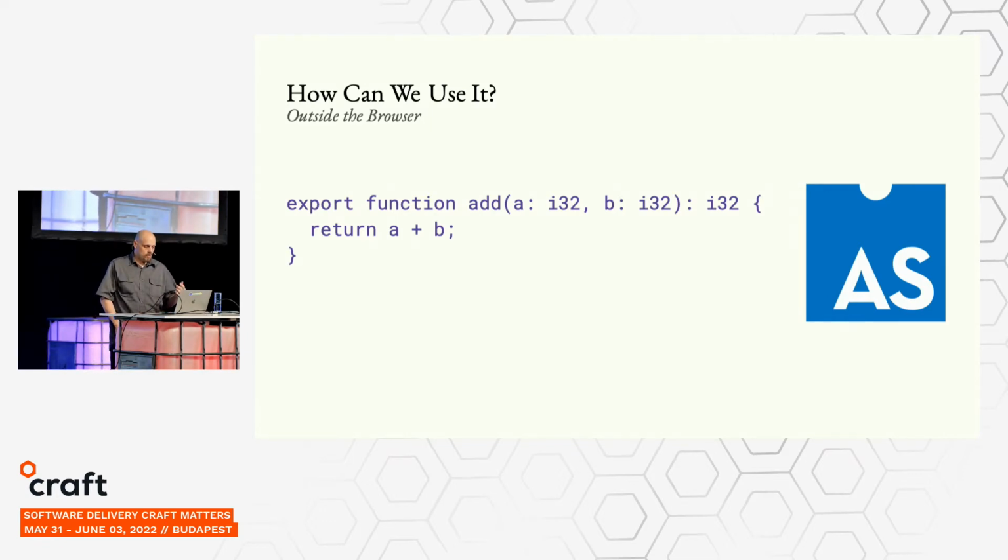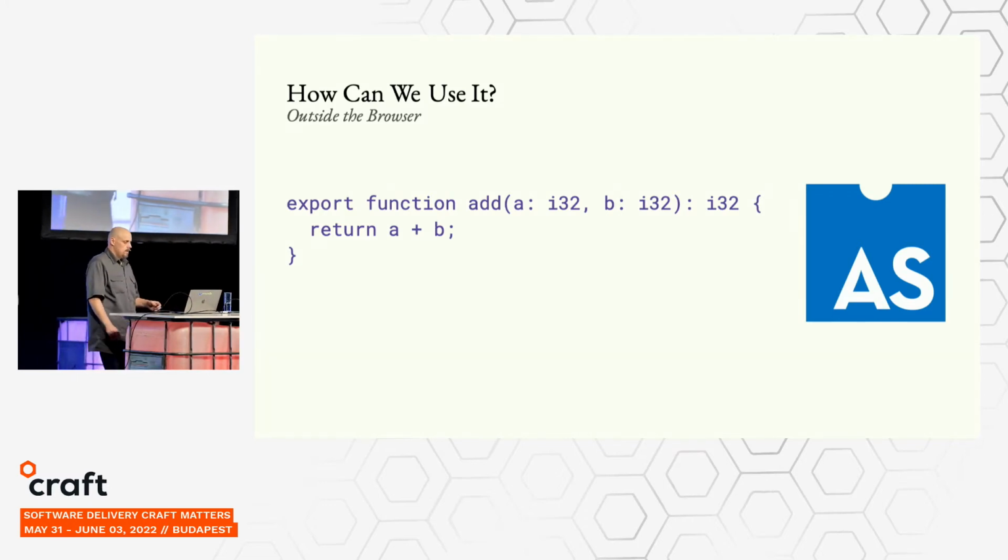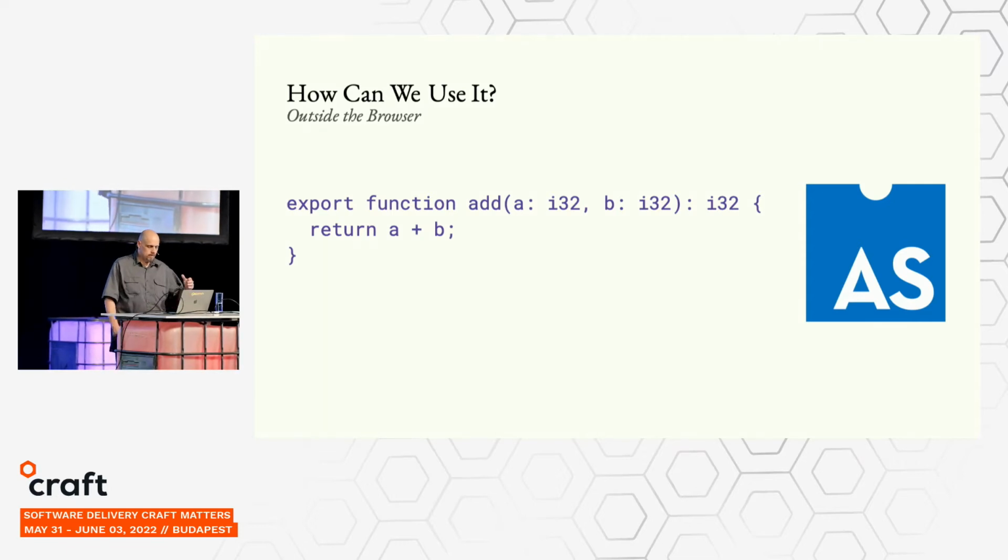And we use the export keyword to indicate that we want the host to be able to call this function. So I'm in the cloud or on a Raspberry Pi or somewhere else, and I want to invoke this function. Then I just use AssemblyScript. I can use AssemblyScript to build this.